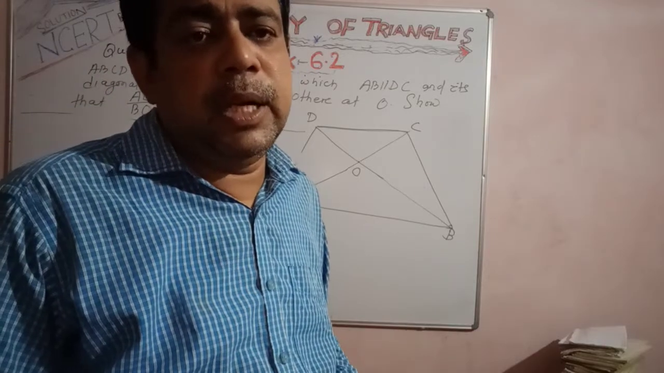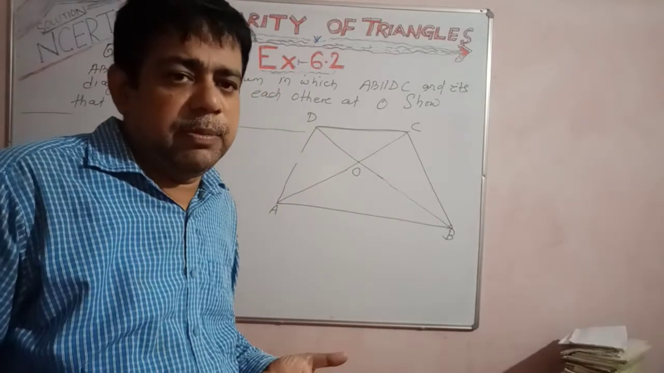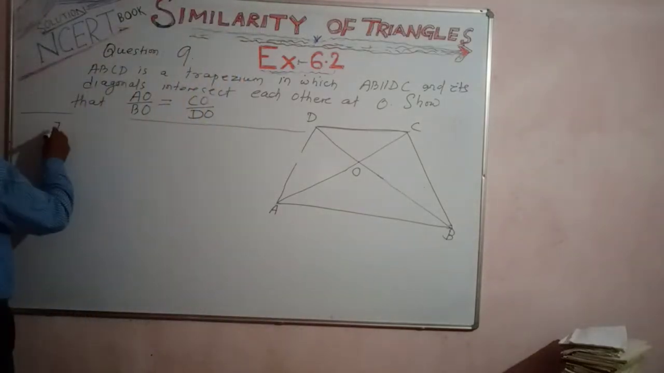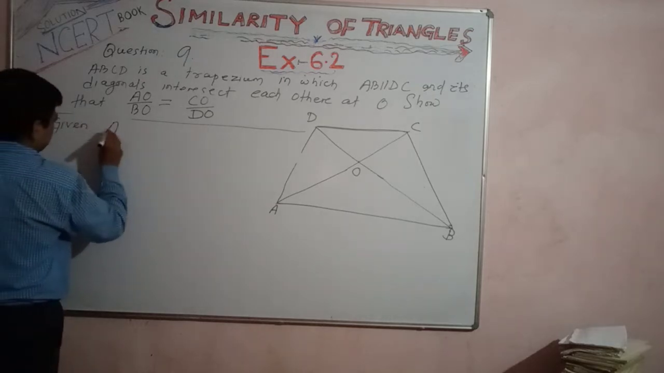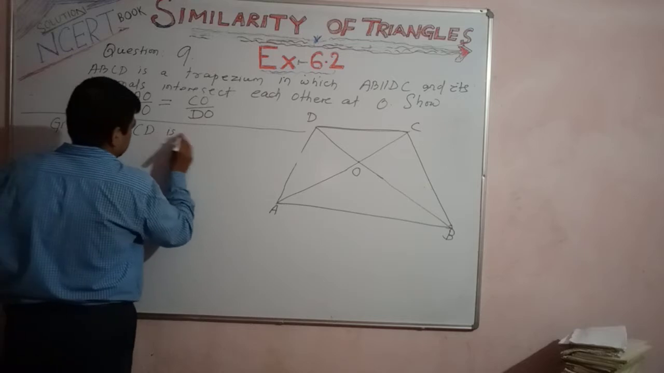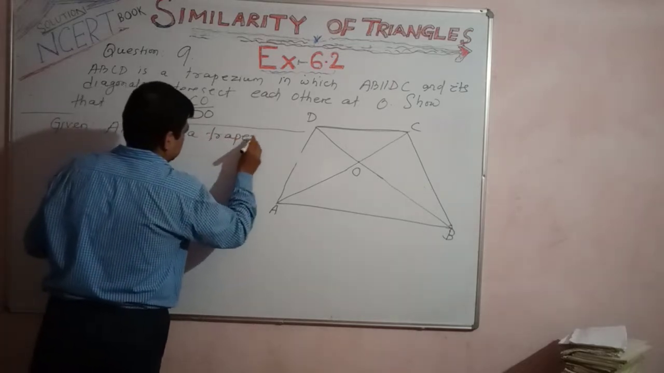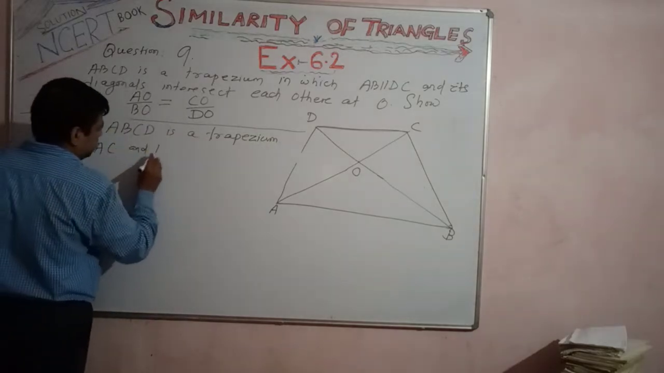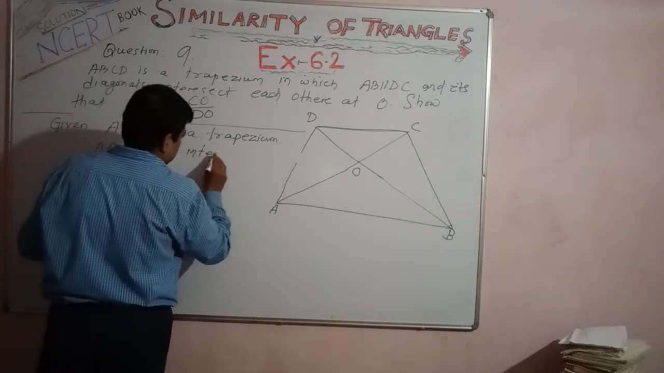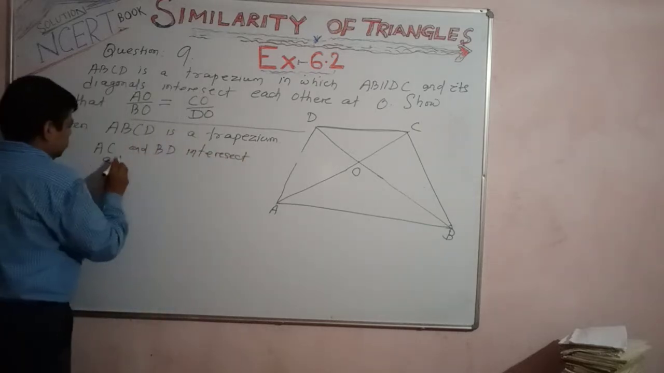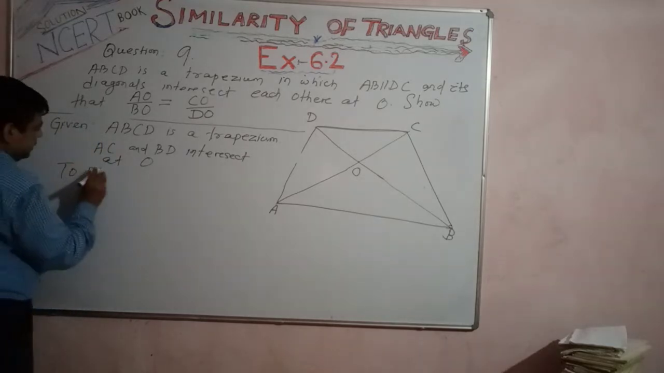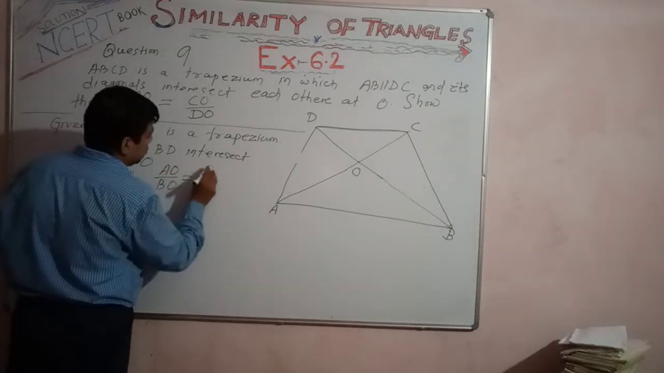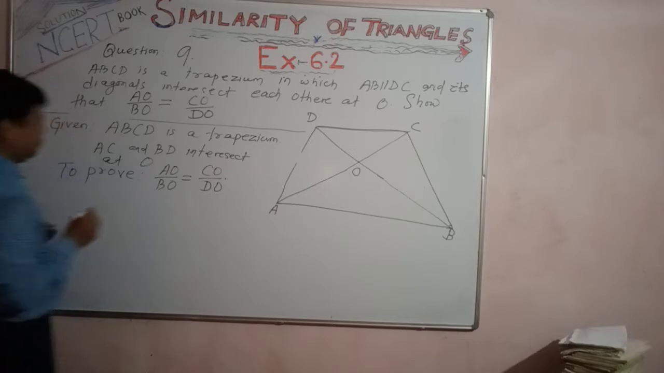In this statement, a trapezium is given, and the diagonals of the trapezium intersect at the point O. Here ABCD is a trapezium, and the diagonals AC and BD intersect at the point O, and we have to prove that AO upon BO is equal to CO upon DO. That you have to prove.